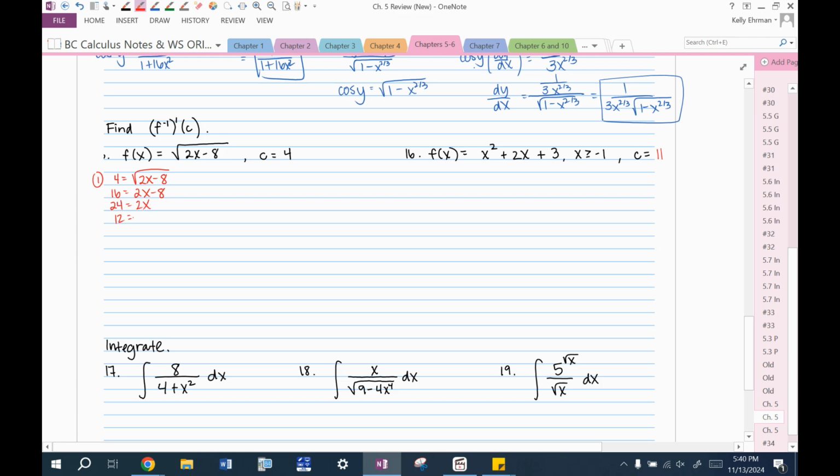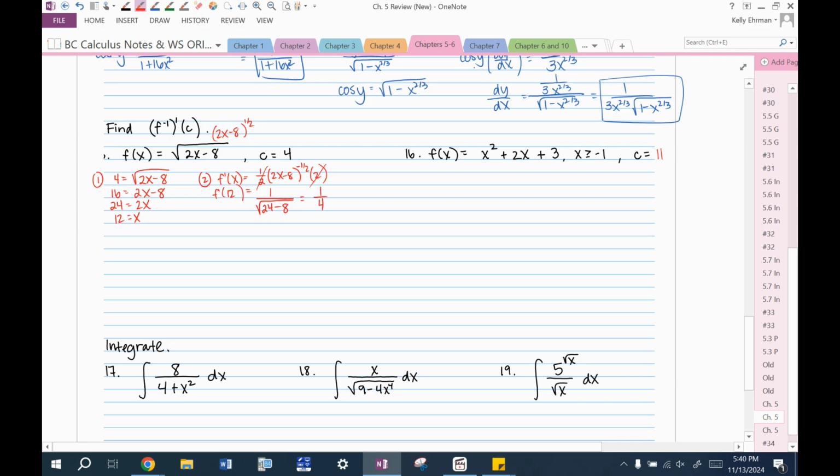Divide by 2. Step 2 is find f prime of x, and then we're going to plug in 12. So this is (2x minus 8) to the 1/2. So it's going to be 1/2 times (2x minus 8) to the negative 1/2 times the derivative of 2x minus 8. So f prime of 12, 1/2 times 2 is gone. It's 1 over the square root of 2 times 12 minus 8. That's 1 over the square root of 16.